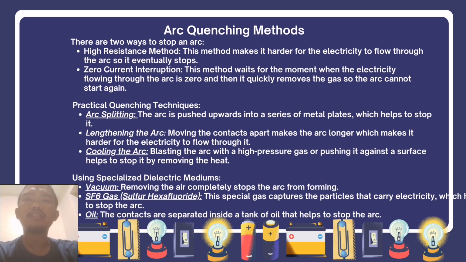Using specialized dielectric mediums. Vacuum. Removing the air completely stops the arc from forming. SF6 gas, or sulfur hexafluoride. This special gas captures the particles that carry electricity, which helps to stop the arc. Oil. The contacts are separated inside a tank of oil that helps to stop the arc.